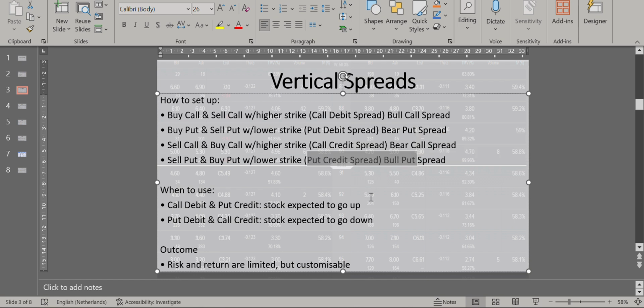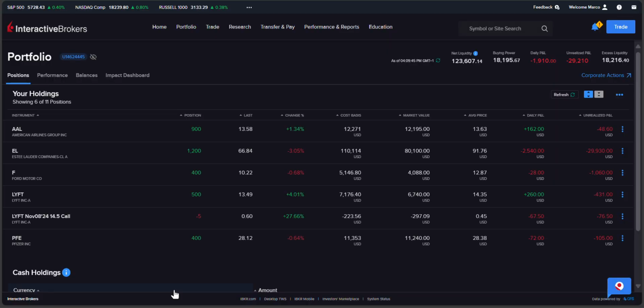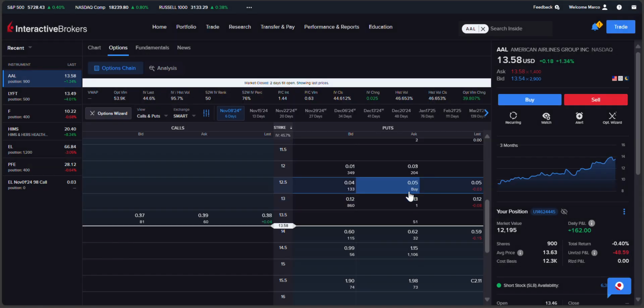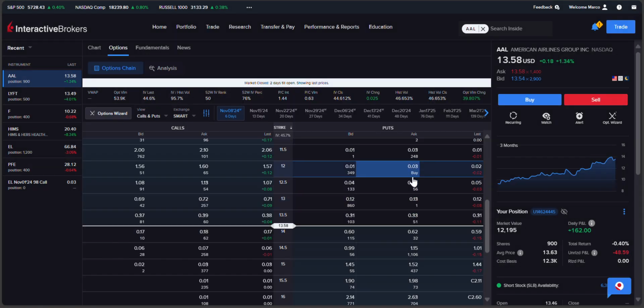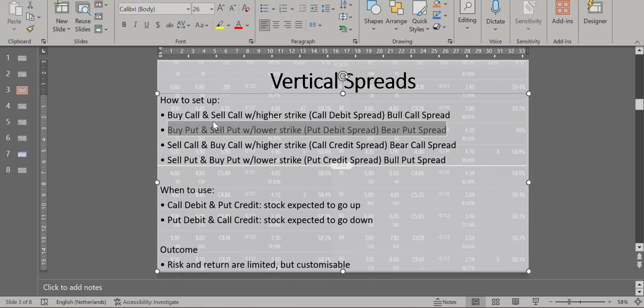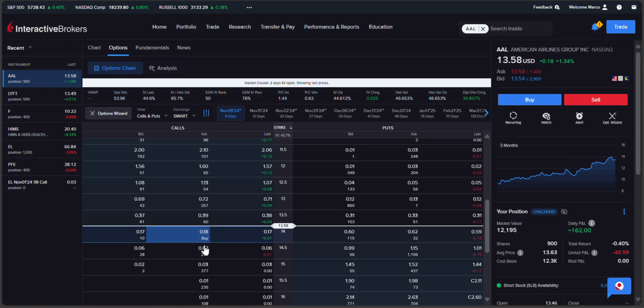And also in the same way, if you expect the stock to go down, you can use the bear put spread if you want to use puts, or you can use the bear call spread if you want to use calls. And so I can show you, if you open up your trading platform, in my case I use Interactive Brokers, let's just open here an option chain, for example on American Airlines, and I will be able to show you each of these. And so starting, for example, with the bull call spread, as you can see right here, with the bull call spread, basically you buy a call option.